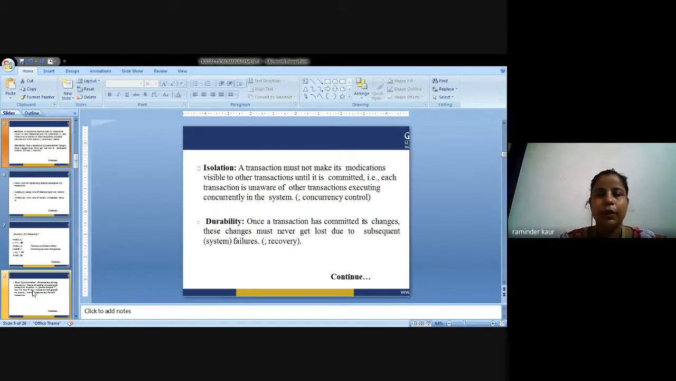Next is isolation. So what does isolation mean? Isolation means that a transaction must not make its modifications visible to other transactions. Because if I am updating anybody's account in a transaction, then it should not be visible until it is committed. That means after I have performed all the read and write operations and I am done with the updates, then it can be visible. But before committing, it cannot be visible to other transactions.